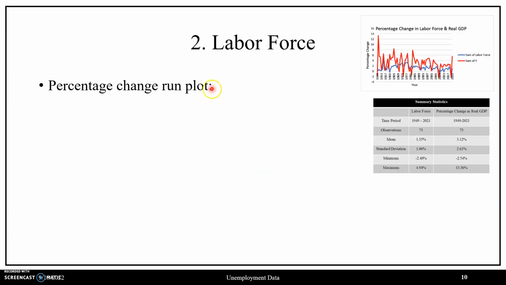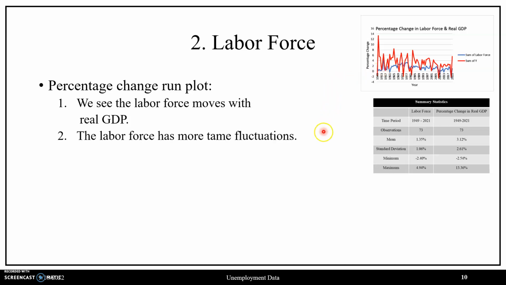So, starting with our percentage change run plot, we have the same run plot that we had in the prior slide. The only thing is, we're tacking on the percentage change in real GDP, which is going to be in red, and this is the same run plot that we had in the prior chapter. Upon inspection, we see that the percentage change in real GDP and the percentage change in the labor force seem to be moving with one another, in that if one variable is increasing, it seems to be the case that the other is increasing as well.